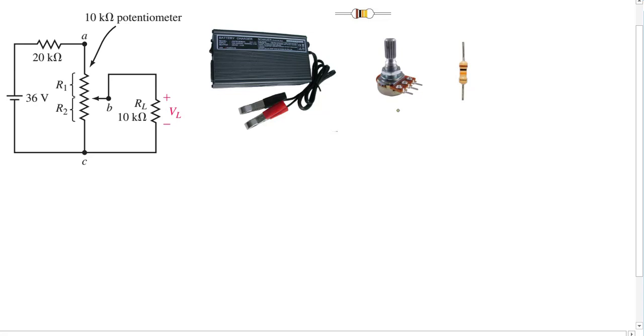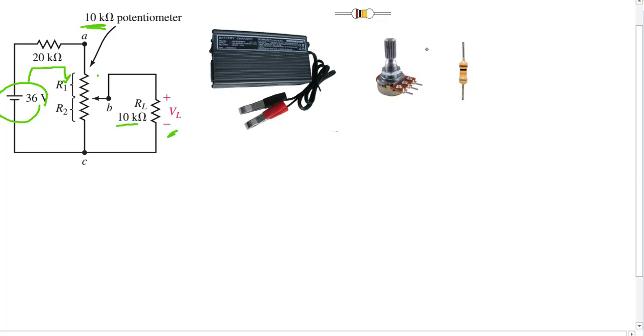Okay, so the question asks, if we have a battery of 36 volts connected in this arrangement to a 20 kilo ohms, then to a potentiometer, and that potentiometer is paralleled with a load of 10 kilo ohms. So when we change the potentiometer's handle to go from 0 to maximum, which is 10 kilo ohms, what are the two maximum and minimum values of V load?